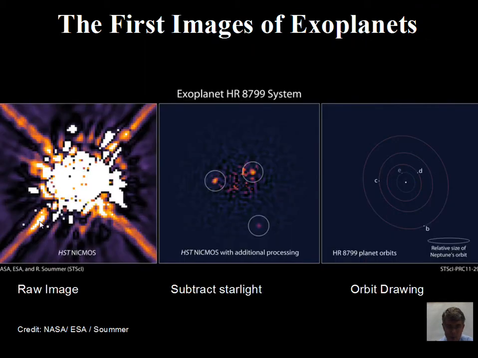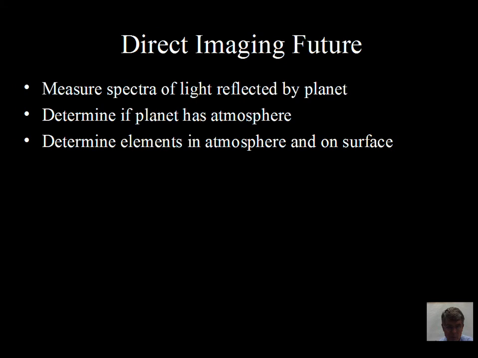Another situation here is a very bright image of the star itself with the Hubble Space Telescope, but after processing to remove the star's light, these blobs are found, and again they're in motion around this central star. If we make a drawing, they can be plotted in orbit around the central star. So that's images of exoplanets.